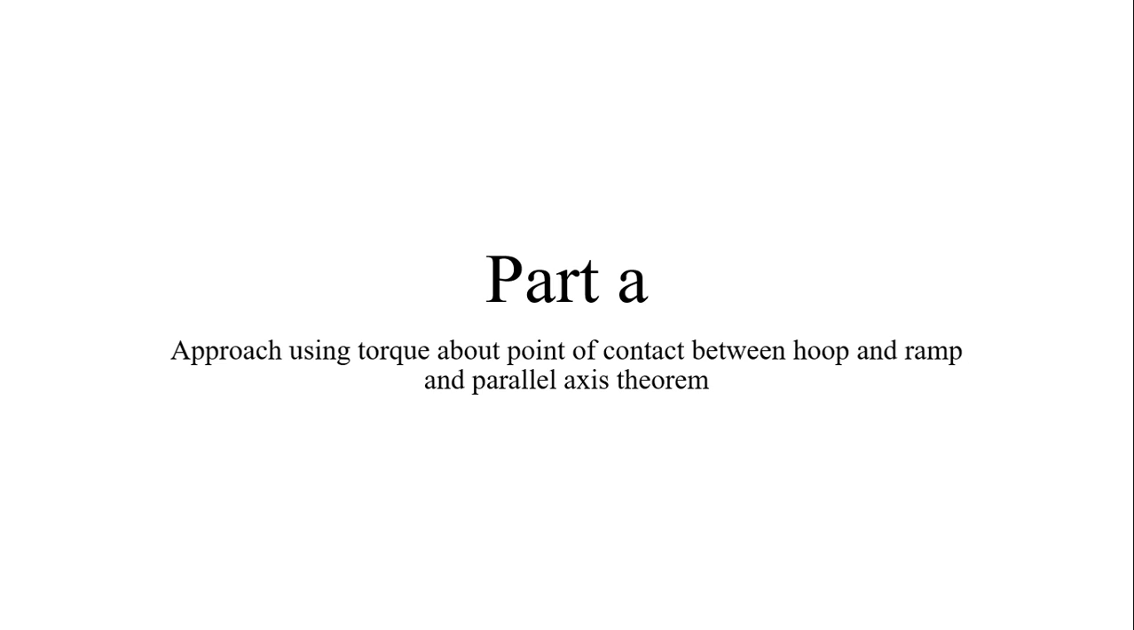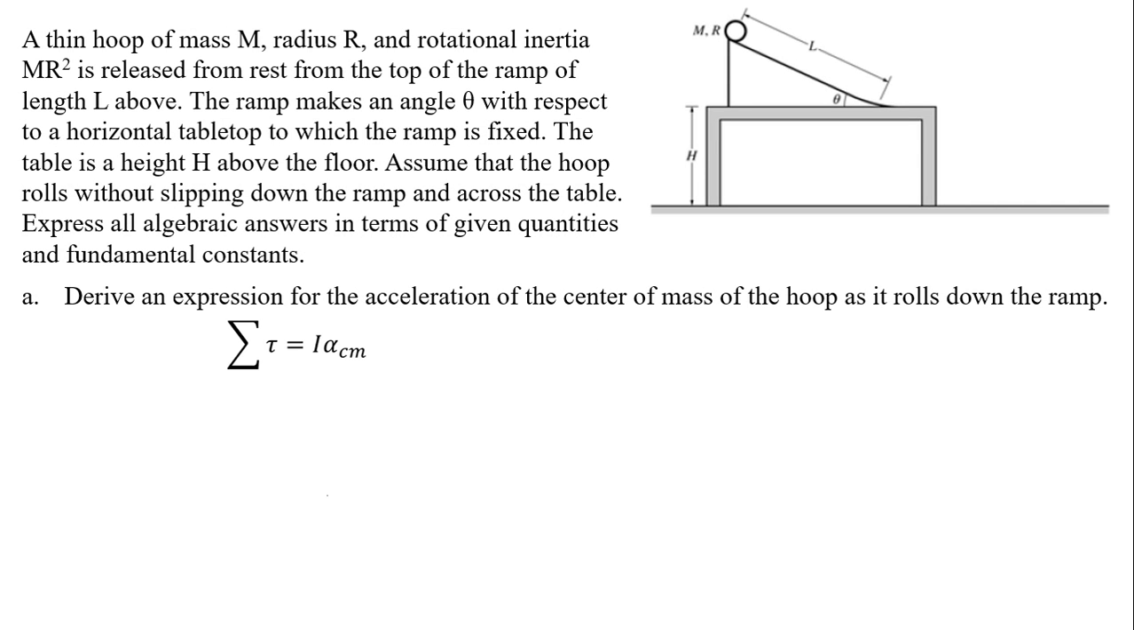Now, that was one way to solve it. Another way for part A, you can also use torque about the point of contact between the hoop and the ramp and parallel axis theorem. The last one we did where we solved part A, we used the center of mass, but you can use the point of contact. So in a sense, you're not rotating around the center, everything is rotating around where the hoop touches the ramp, and that makes it a little bit different, okay?